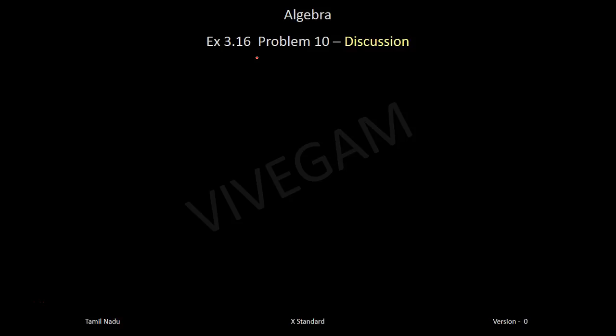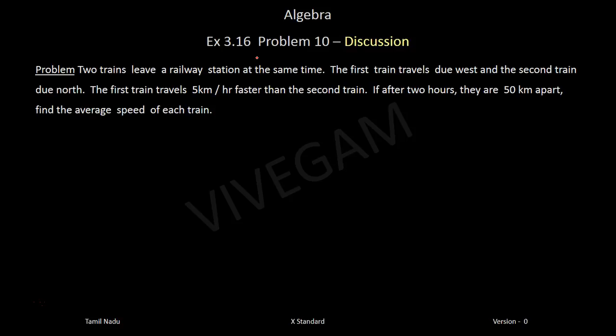Exercise 3.16 problem 10 discussion. Two trains leave a railway station at the same time. The first train travels due west and the second train travels due north. The first train travels 5 km per hour faster than the second train. If after 2 hours they are 50 km apart, find the average speed of each train.